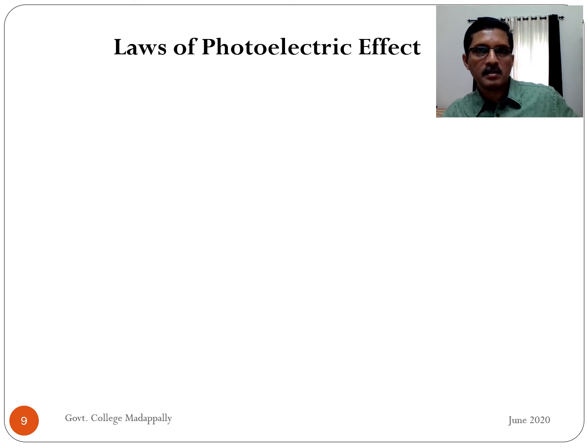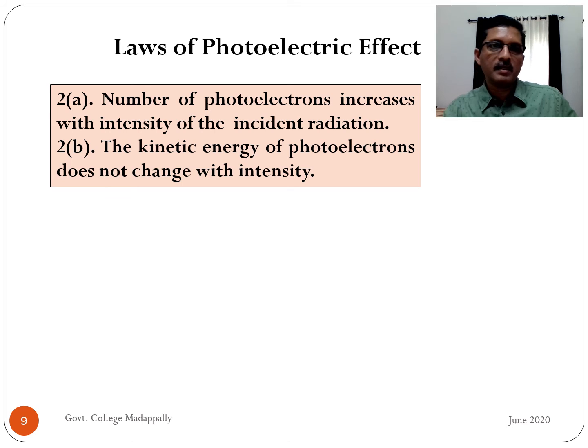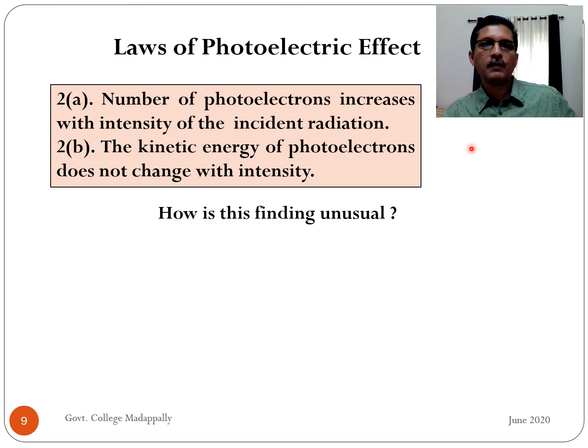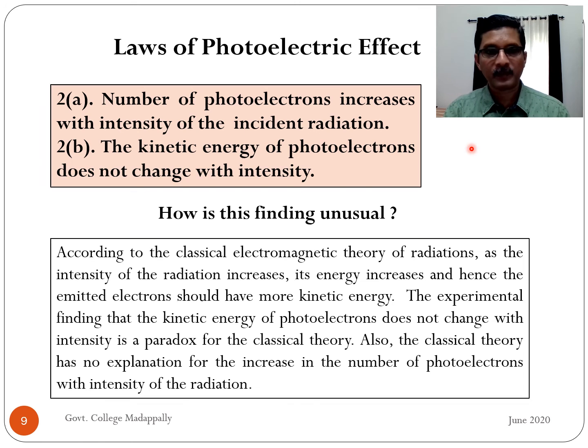Let us consider the second law in complete form. There are two parts here. The number of photoelectrons increases with intensity of the incident radiation. The kinetic energy of photoelectrons does not change with intensity. Now, how is this finding unusual? How does this second law contradict the classical concept about electromagnetic waves?